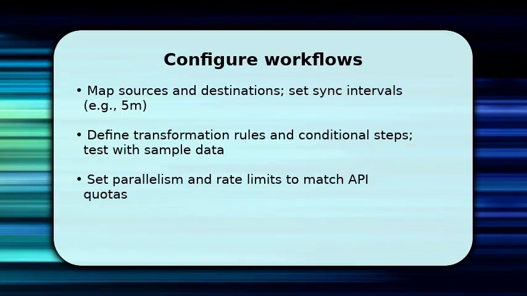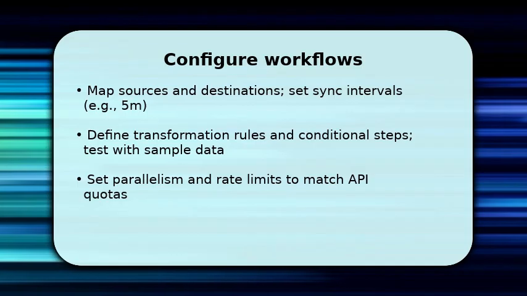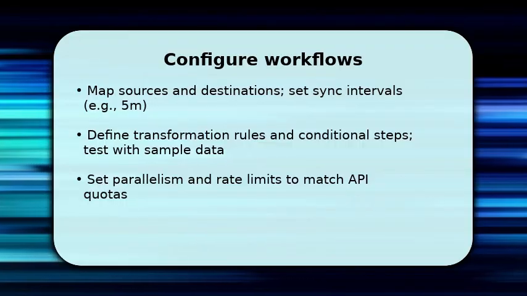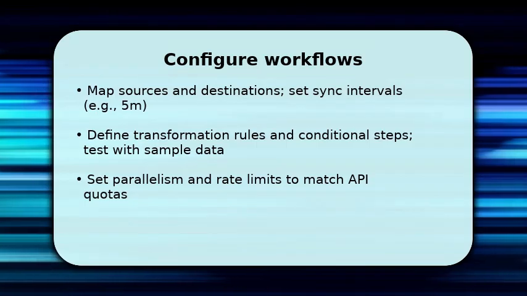Next, define transformation rules and conditional branches. Test them with small sample payloads so you can observe real outputs. Once verified, tune parallelism and rate limits to match API quotas and avoid throttling. Make sure to save and run a dry run to catch logical errors. This saves rework and prevents accidental overwrites.